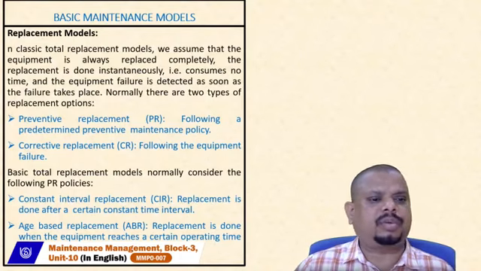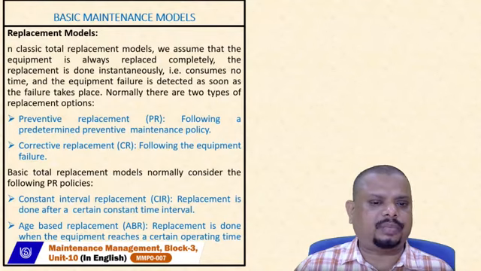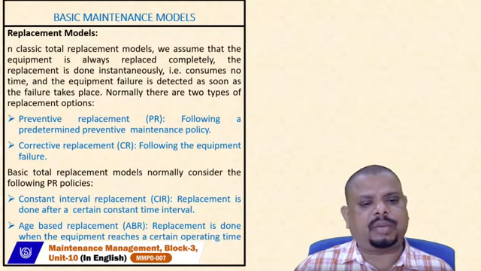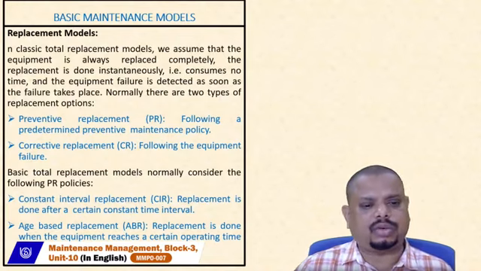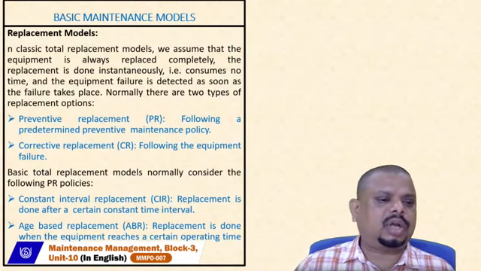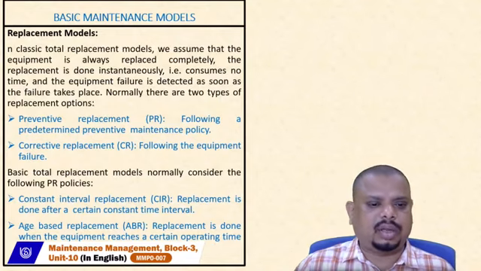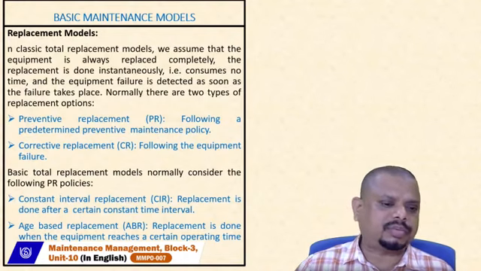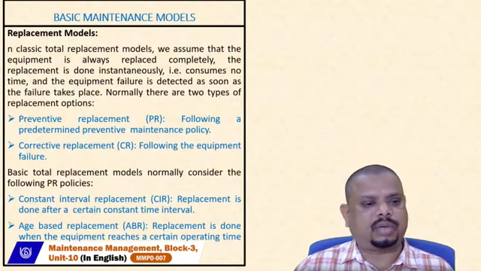So here we have two replacement options. The first one is preventive replacement, shortly known as PR. Under preventive replacement, we follow predetermined preventive maintenance policies, so it should be implemented on the basis of the condition of the machines. The next important part is, if required, you must go for immediate replacement. The next option we have is known as corrective replacement, shortly known as CR. This basically follows equipment failures. When equipment failures occur, immediately we have to provide the maintenance policy. So these are the two basic options for the replacement models.